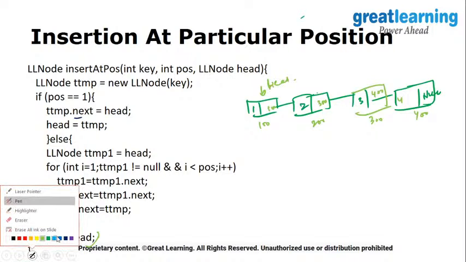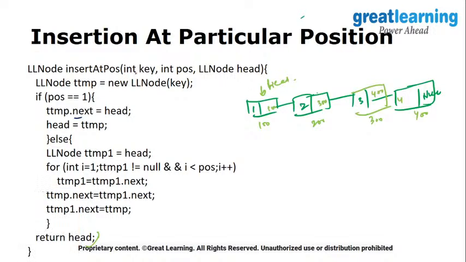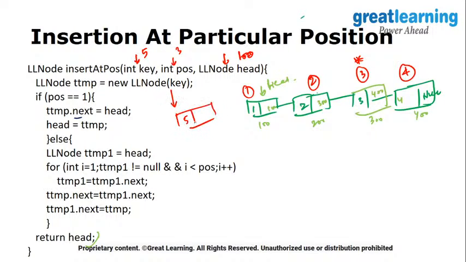Now let's cover a different case. Your key is whatever you want to store. Let's suppose you are trying to store 5, and your position is 3, the third location. This is the first node, this is the second node, and you want to store at this position. This is your fourth node. Head is 100. Now we create a new node with this 5, which will contain null, and let's suppose it has 500 as its address, and this is called ttmp. Done with this step.